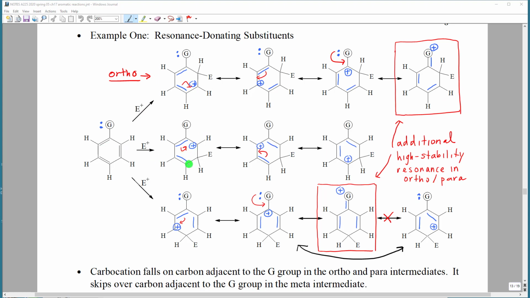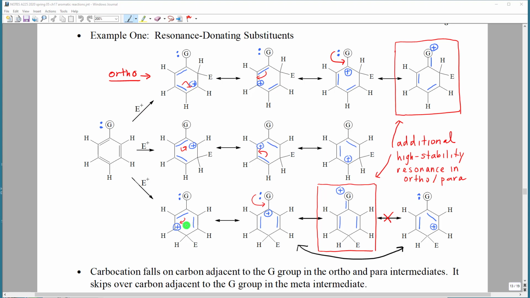If we compare that to the meta, we would just put the electrophile at the other position. So then the carbocation would be here at 2 o'clock. Then moving it around using allylic resonance, it would move over here to 10 o'clock. And then it would move down here to 6 o'clock. And what you'll notice is that it never ends up in the 12 o'clock position, which has the group attached. So there is no opportunity for this additional, very stable resonance structure in the meta.